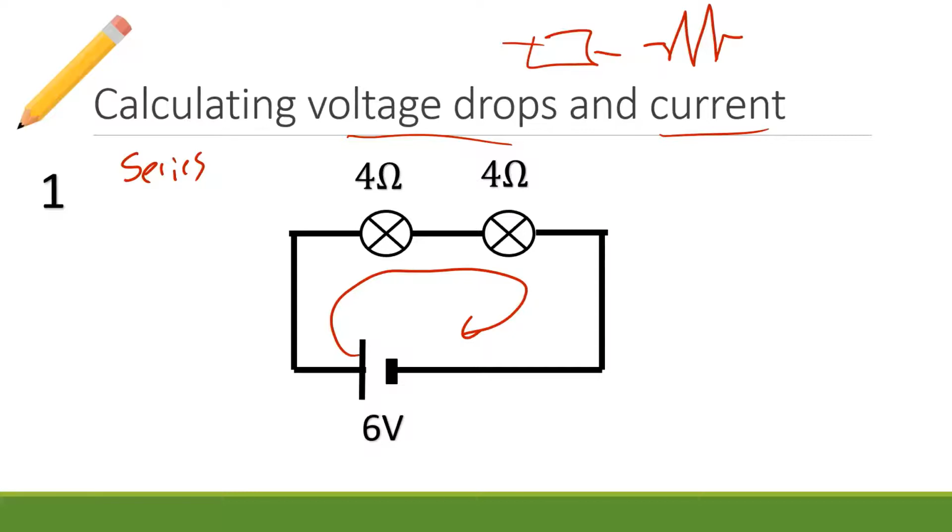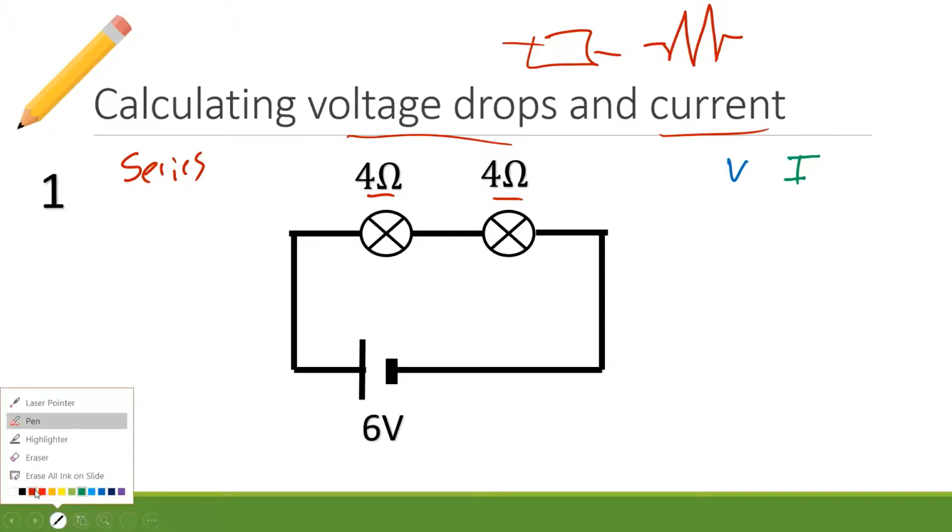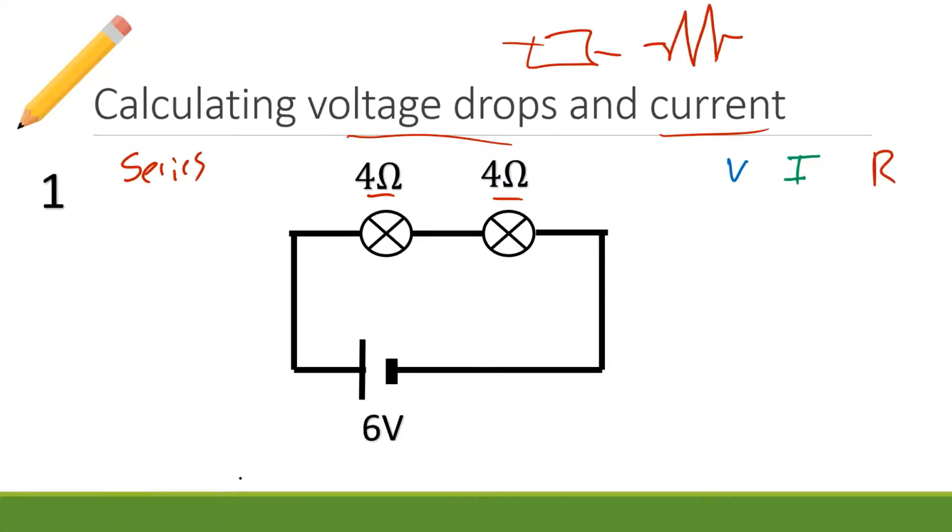Now, this is actually going to be one of the easier ones to do because both of the resistors are exactly the same. When we deal with these types of questions, I like to look at 3 things: the voltage, the current, and the resistance. But in order to do that properly, we need to do one extra thing. I'm going to name this one A and this one B, so light bulb A and light bulb B. It's going to be useful maybe not for this example, but for the next example, definitely.